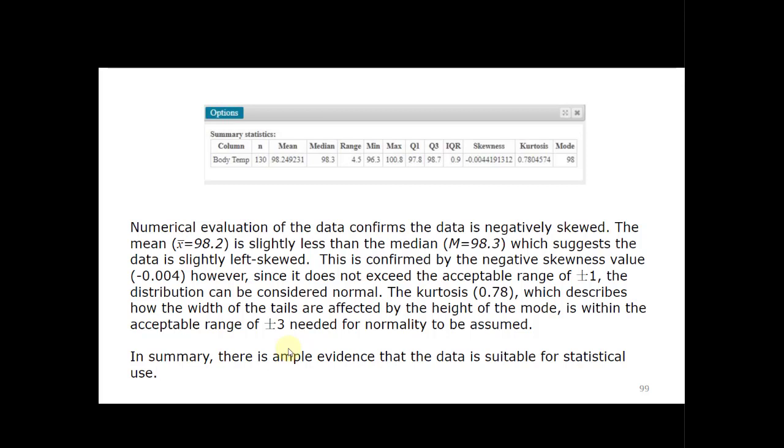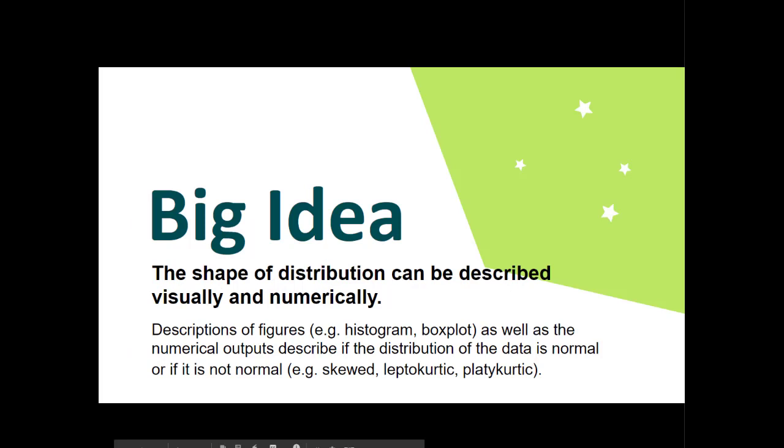So see how I started to develop a pattern of how I wrote this, and I just changed things as they needed to be changed for this particular instance. So what's the big idea? Today's big idea is that the shape of the distribution can be described visually and numerically. Descriptions of figures, like the histogram that we did before, and now what we know about box plots, as well as numerical outputs, describe if the distribution of the data is normal or if it's not normal.